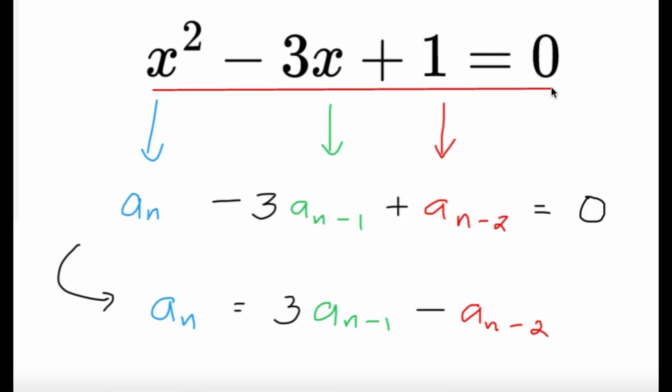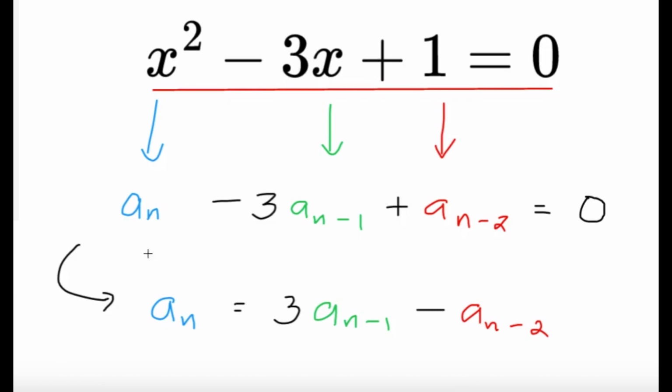Now, whenever we have the characteristic equation, all we have to do is the following. Replace the x squared term with a sub n. Replace the x term with a sub n minus 1. Replace the constant term, or x raised to 0, with a sub n minus 2. Obviously, you can make the subscripts n plus 2, n plus 1, and then n instead of n, n minus 1, and n minus 2. But in my case, I'll just make n, n minus 1, and n minus 2 my subscripts.